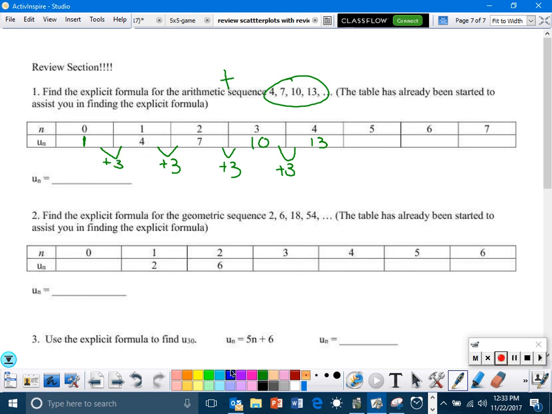This is where we do the u sub n. Okay, now the pattern is 3, so the next number is 3, followed by the letter n, plus the number under the 0. Again, this is arithmetic. So u sub n equals 3n plus 1.